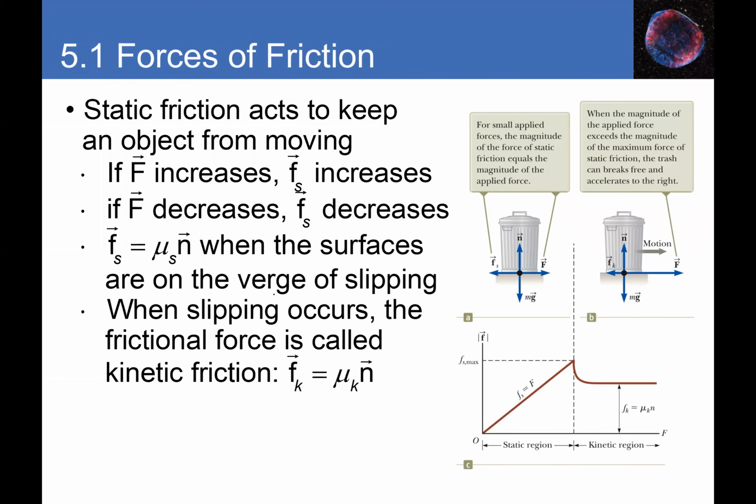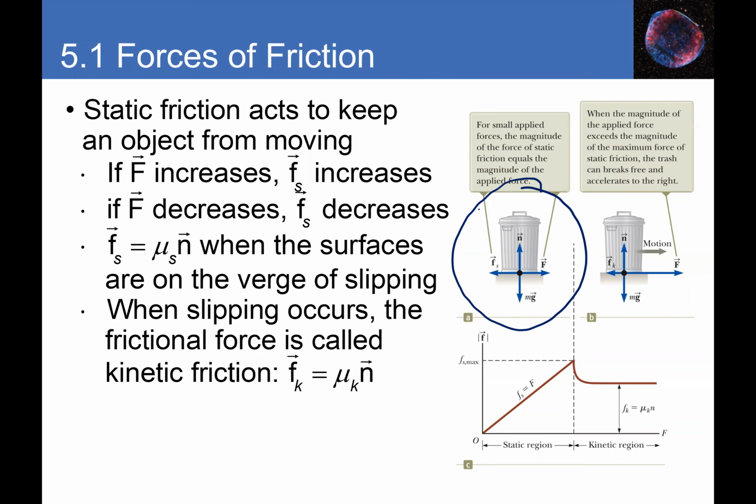So let's see what we have. Static friction, again, acts to keep the object from moving. Imagine you have an object sitting there, like a trash can. Even if nobody's pushing or pulling in a horizontal direction, you already have the normal force and weight. Those two forces, one from Earth and another from the surface, in the vertical direction are already acting on the object, but they cancel each other, so the object's sitting there at rest.